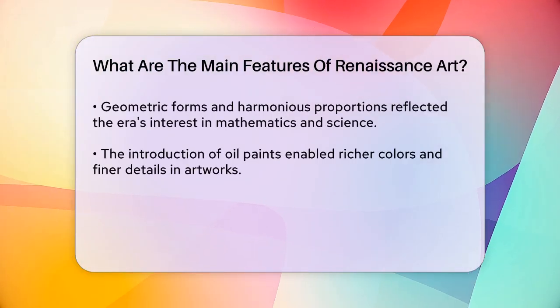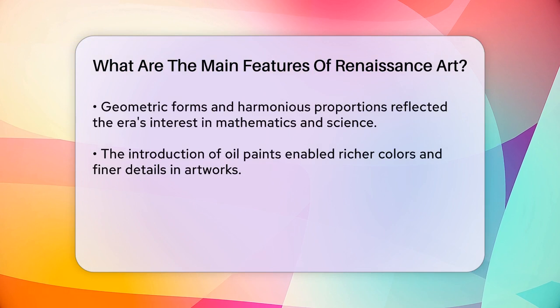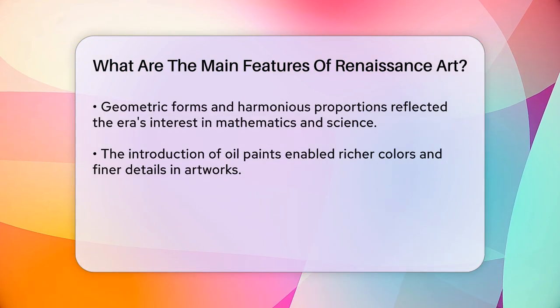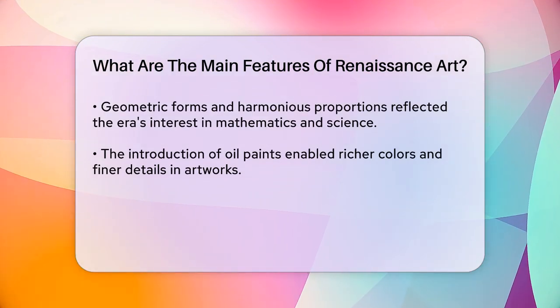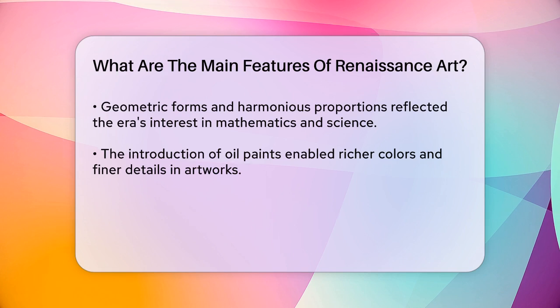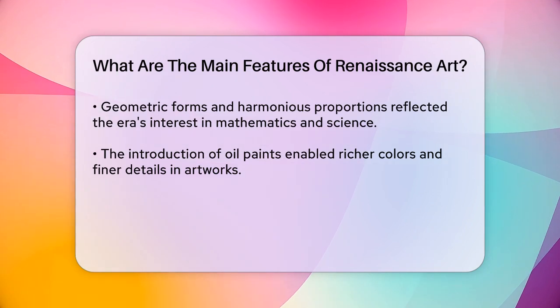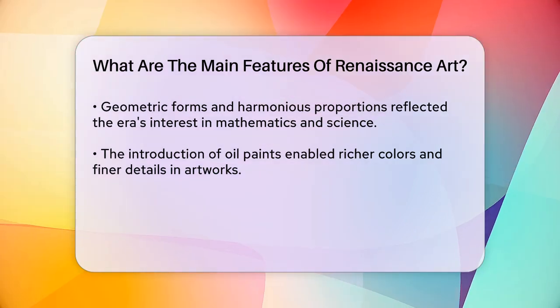The use of oil paints became increasingly popular during the Renaissance, allowing for richer, more varied colors and finer details. This led to more vibrant and detailed artworks compared to the tempera paints used in earlier periods.